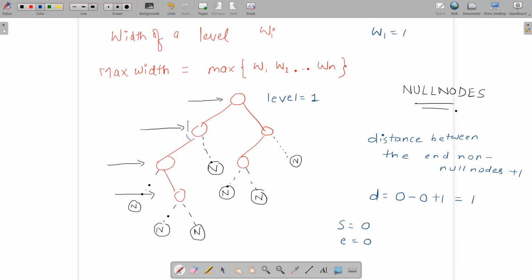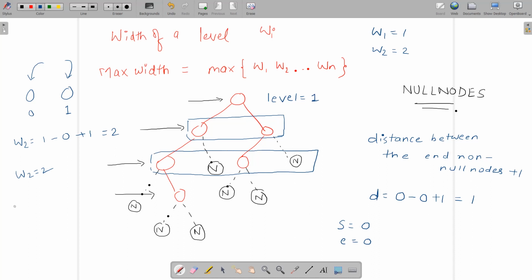Now let's consider this level. You can see there exist two nodes. This is the imaginary edge I have added, but it doesn't mean these are connected. So this is at position 0, this is at position 1. These two are non-null nodes, so my w2 would be the end minus s, which is the position of the starting node, plus 1, which is actually 2. So w2 would be 2. And similarly, let's consider this part.